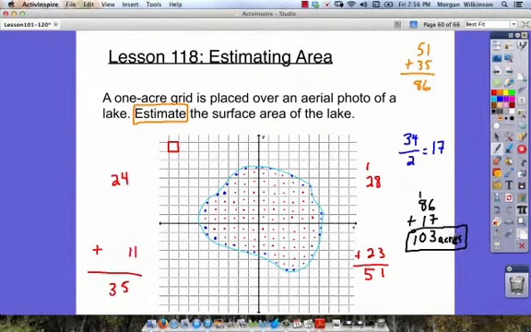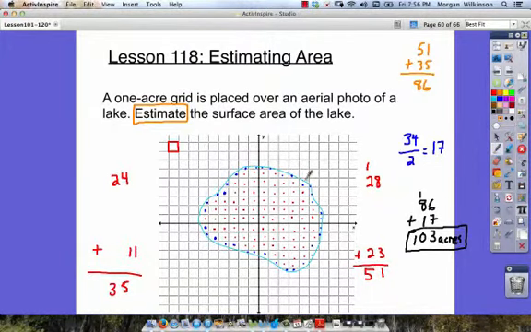Now, is this perfectly exact? No, it's not, but it's a good estimate. And this is a good way that we can use aerial photography to do things like measure how much water might be in a reservoir at any given time.